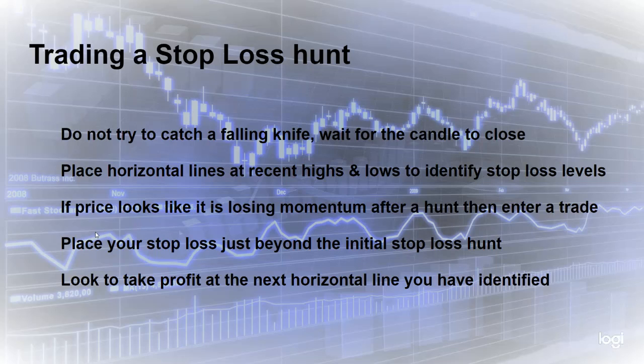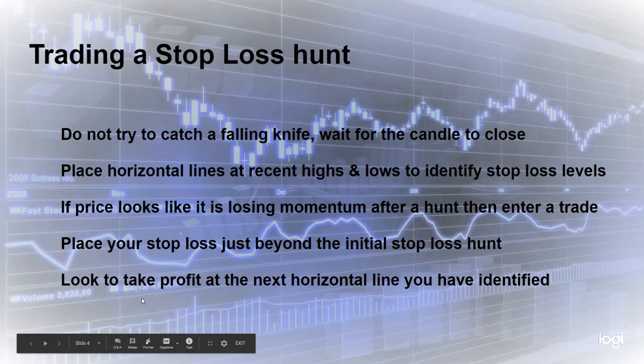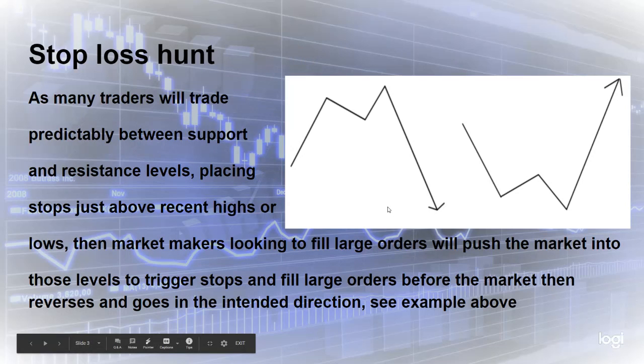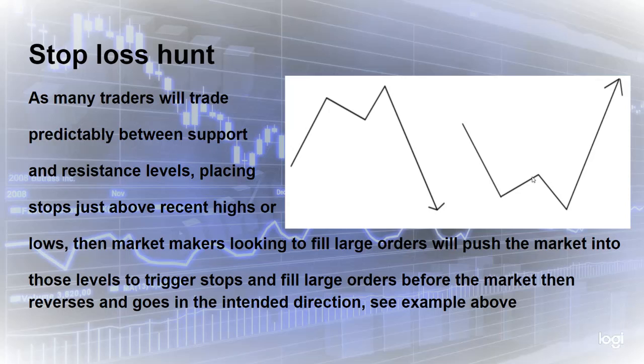So if the price looks like it's losing momentum after that hunt, then that would be a good time to enter the trade, and then you would place your stop loss just beyond the initial stop loss hunt area. And then you would look to profit at the next horizontal line you've identified. So back to this one. Basically you'd see this happen. You'll see the stop loss hunt, so then you would buy on the retrace of the stop loss hunt and then place your stop just below here.